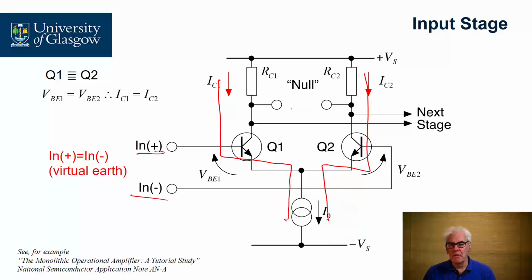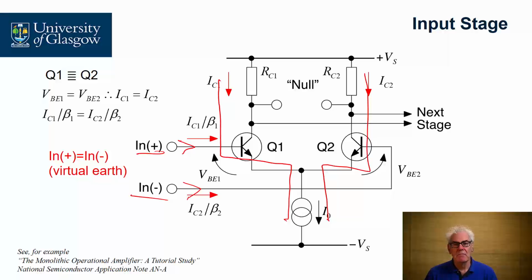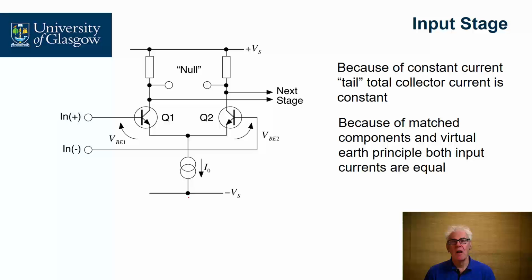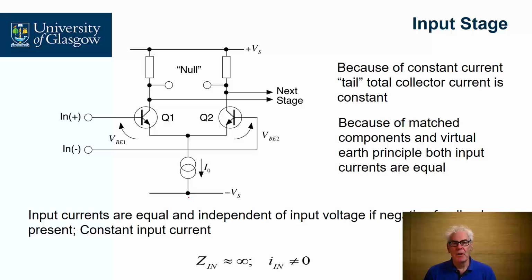Because the two base emitter voltages are identical, therefore the collector currents must be identical. Because of the relationship associated with bipolar transistors, it also means that the current flowing into the two inputs must also be identical. So let's look at it in slightly more detail. Because we have a constant current as the tail current, defined as I0 in this diagram, because all the components are matched and the virtual earth principle is being applied, then both input currents must be the same.